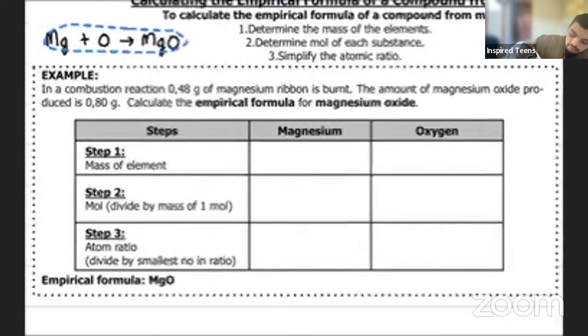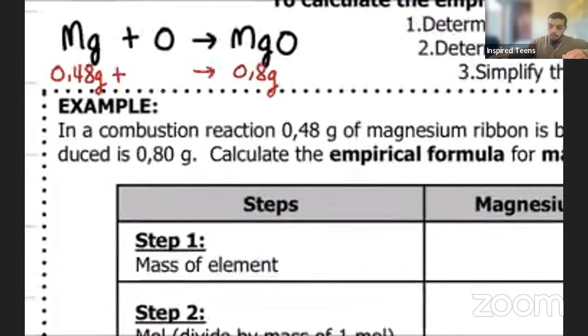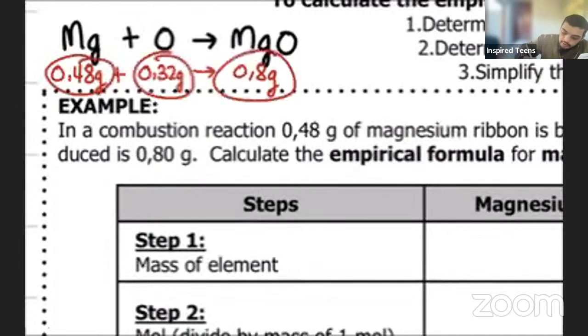Okay. So with these amounts, 0.48 grams of magnesium, and what is formed? 0.8 grams of MgO. So how much oxygen was used? You just have to say 0.8 minus 0.48, which tells us that 0.32 grams of oxygen was used. So when we combine 0.48 and 0.32, we get 0.8.